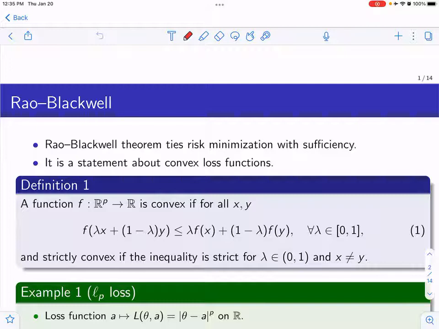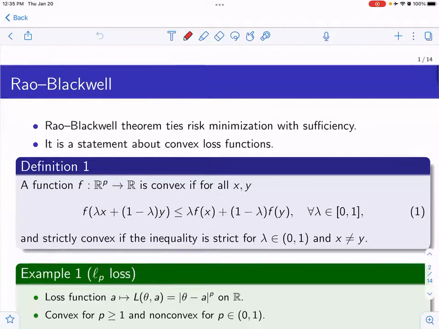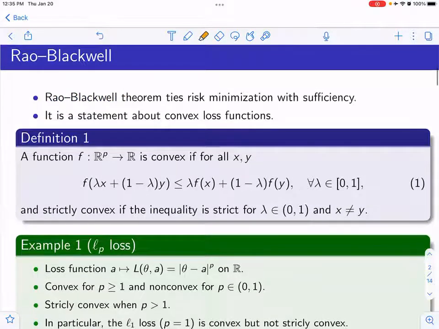Today we're gonna go back to the idea that we started the quarter with, that we care about minimizing the risk of estimators. And so the first result that we're going to talk about is the so-called Rao-Blackwell theorem that connects the risk minimization with sufficiency. And it's a statement about convex loss functions. So remember, there's this loss function.